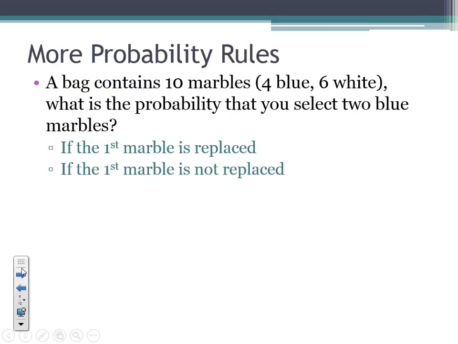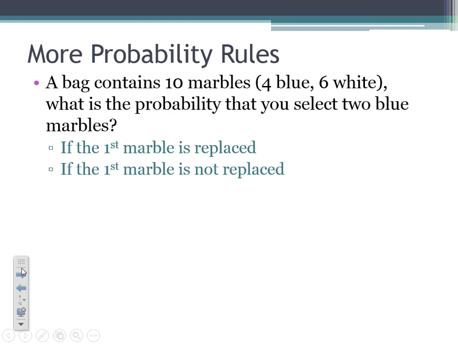Let's say we have a bag that contains 10 marbles. 4 of those marbles are blue, 6 of those marbles are white. The question is, what is the probability that you select 2 blue marbles out of the bag? Now we're going to look at this 2 different ways. First is if the first marble is replaced, the second is if it's not. Think about that for a moment. What does that mean when it comes to replacement?